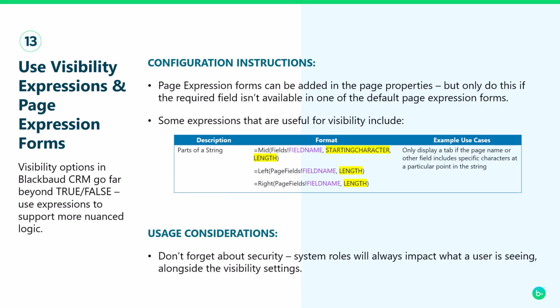Also, here's another couple of examples of useful expressions that might be relevant for controlling visibility. These are particularly around picking out parts of a string. So examples where this might be relevant: if your organization has the concept of membership groups or networks, and you have a naming convention that means that that will always be in the name of the record, you could, for example, have a tab that appears based on whether the word group or network appears in the name of the parent record that you're viewing.